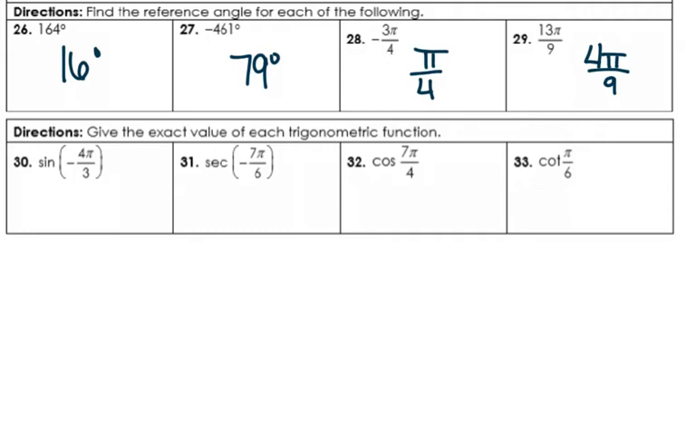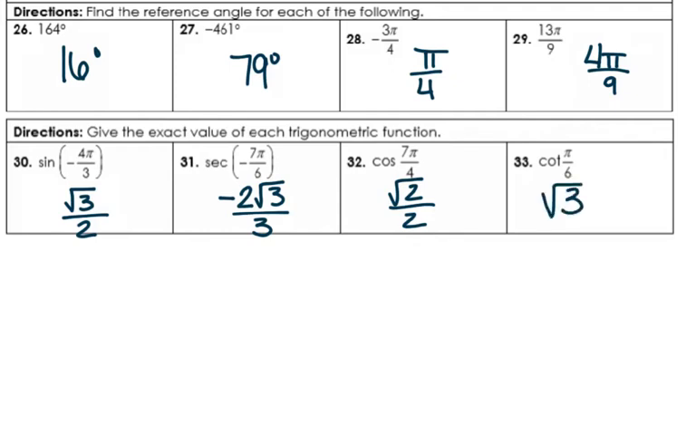Okay, so then for the next ones, we're going to give the exact values of each trig function. You can use your calculator if you need to. And if these are multiple choice or matching, you can put this in your calculator and get a decimal, but you should get the square root of 3 over 2. The next one, negative 2 square root of 3 over 3. 32 is square root of 2 over 2. And 33 is square root of 3. If that confuses you, go back and watch the video that I already made for you, that you took notes on. Go back and study that stuff. Put some work into it.